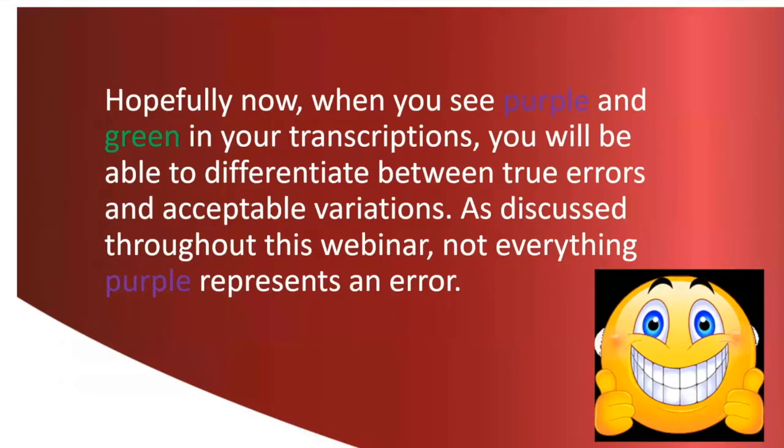So now, hopefully, when you see purple and green in your transcriptions, you will be able to differentiate between true errors and acceptable variations. As discussed throughout this webinar, not everything purple represents an error. So just remember that, everybody, because I know it's disheartening when you open that up and you see almost a sea of purple and you think, oh my Lord, I didn't think I did that badly. Well, a lot of times you probably didn't do that badly. I'm sure a lot of it is acceptable variations, so keep that in mind.